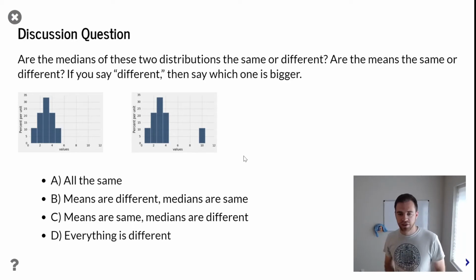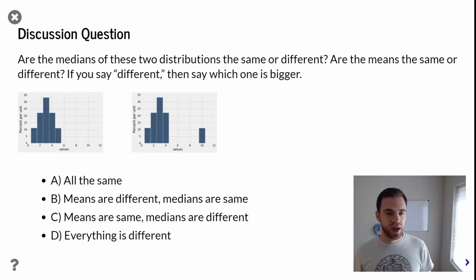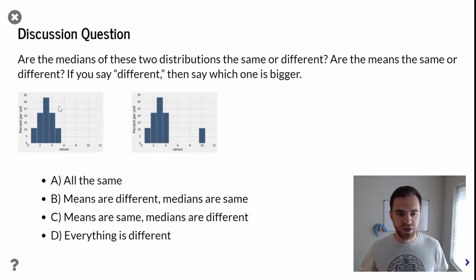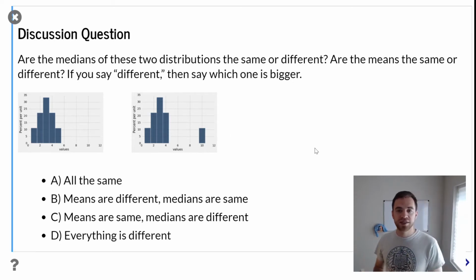Here's a question I'll let you think about for a second. I've got 2 distributions. Call this distribution X, and this is distribution Y. Are the medians the same or different? Are the means the same or different? And if they're different, say which one is larger. So I'll let you pause the video and think about it for just a second.